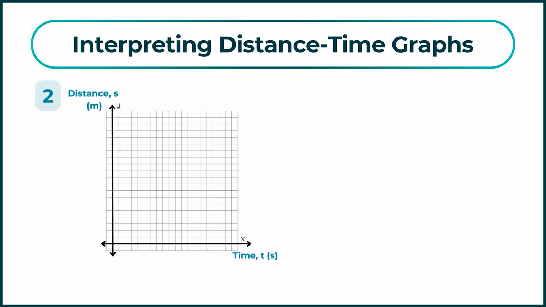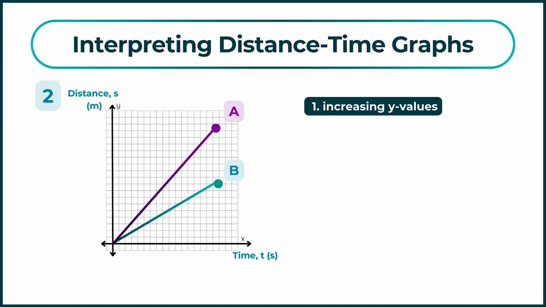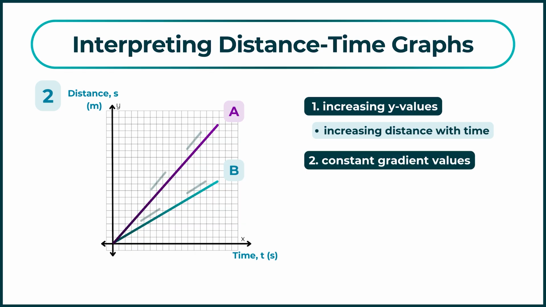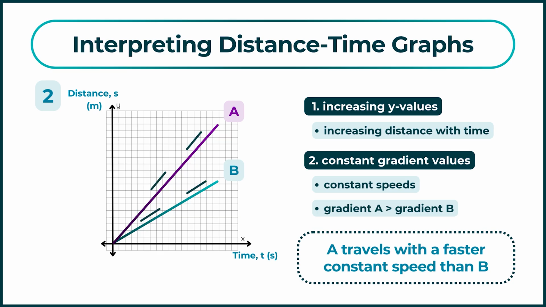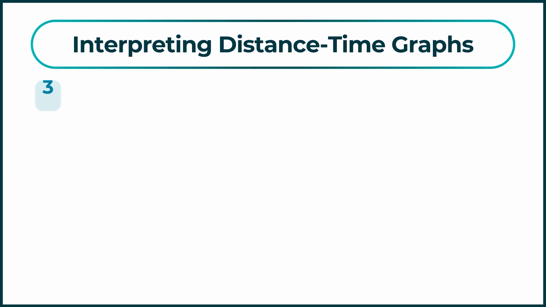Let's look at the second graph. It shows two lines representing different objects. Both lines show increasing y values with x values, indicating increasing distance with time for both objects. The constant gradient of each line indicates constant speeds. Object A has a steeper gradient than object B, which means it travels at a higher constant speed.